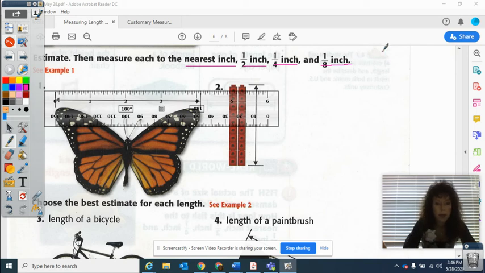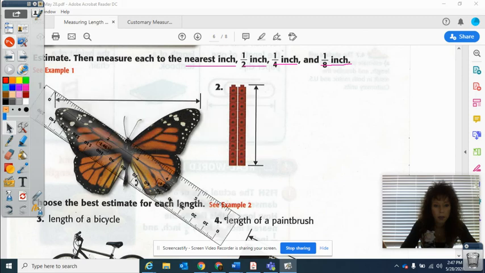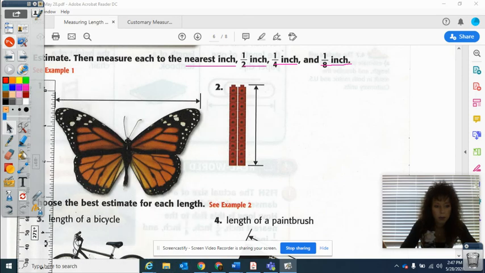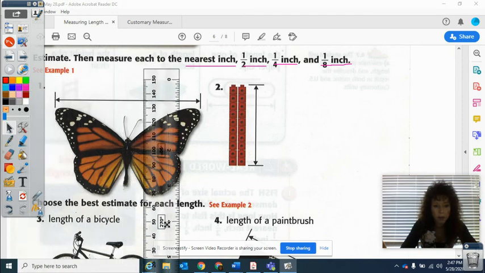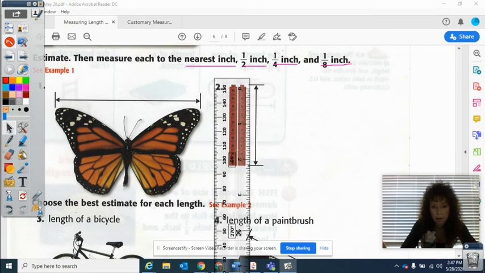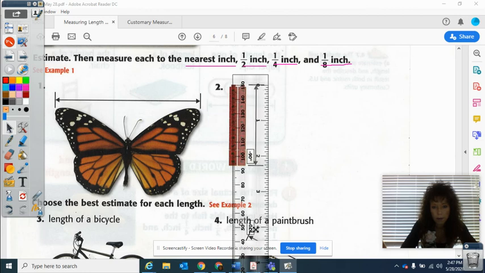Okay, so now I'm going to move. If you need more time, just pause the video. But I'm going to move on to number 2. And I'm going to rotate my ruler. It's hard to get it just right. And I'm going to move it over here.